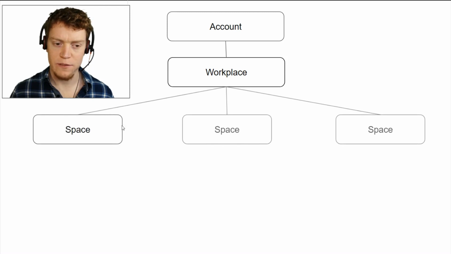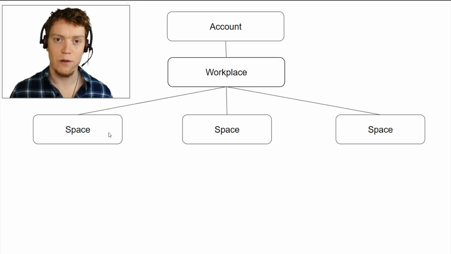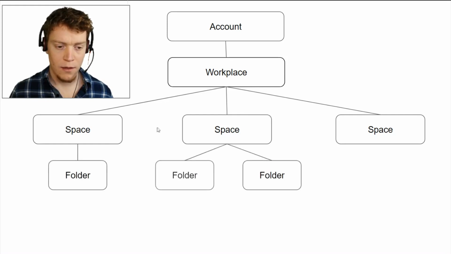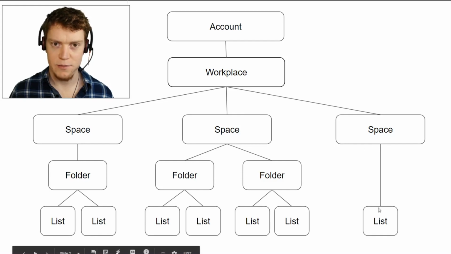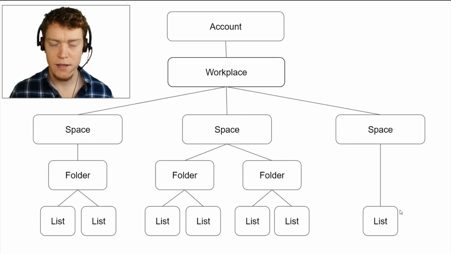Within your workplace, you'll have spaces. This is your main way of dividing up all of your items into sections, and that's essentially what they are. They could be projects. If your company has a couple of large projects, you could have one space for each project. It could be one for each team. It could be one for each type of work. It's really up to you. Within each space, there are folders, but they don't have to be folders because the folders house lists, but you could just have the lists directly in the space themselves. Lists are, as they sound, lists of tasks or items, and you can see them in various ways, but we'll get into that later. So this is the basic structure. We have account, workplace, space, folder, and list.